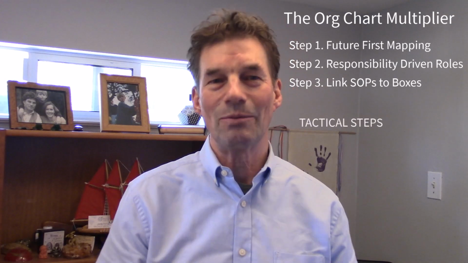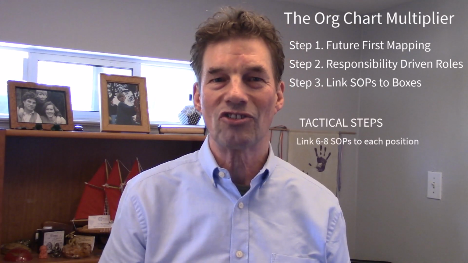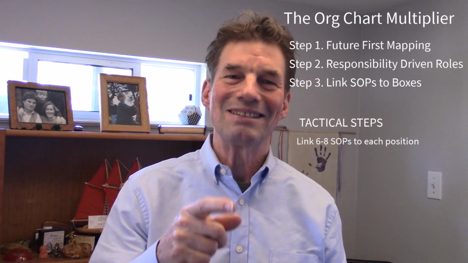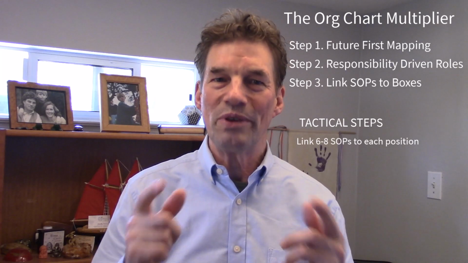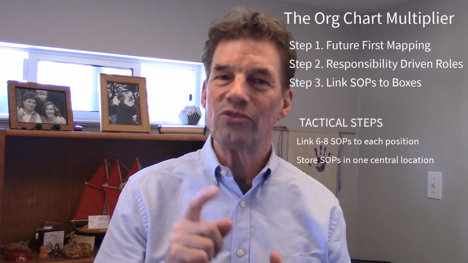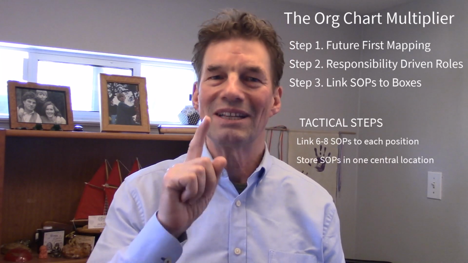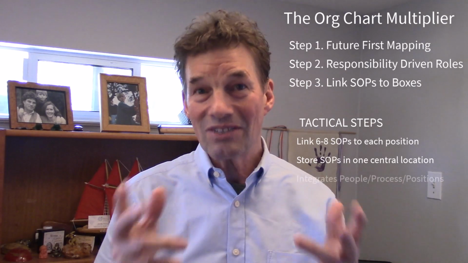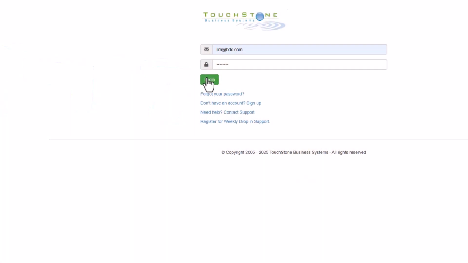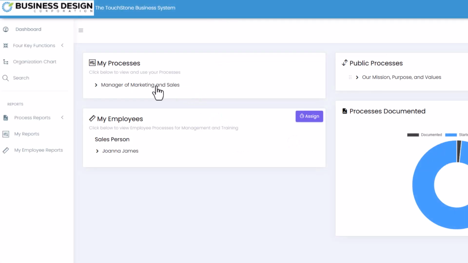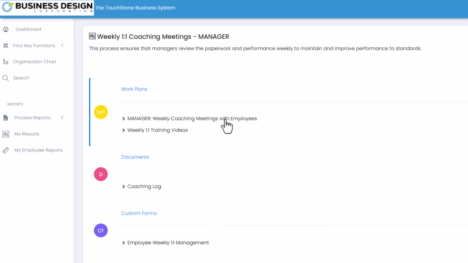So tactical steps. Number 1, for each box on your org chart, link at least 6 to 8 key SOPs. Store all those SOPs in one central accessible system. In TouchStone, each employee can view their role, responsibilities, the exact SOPs they need, all in one place.